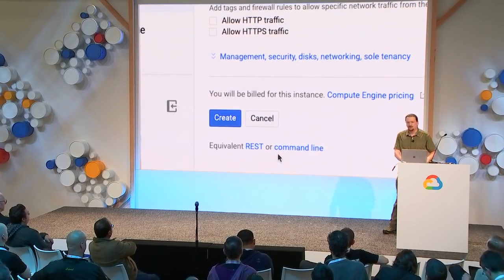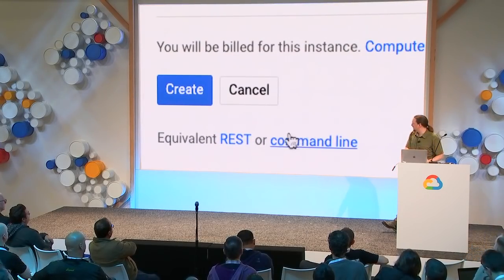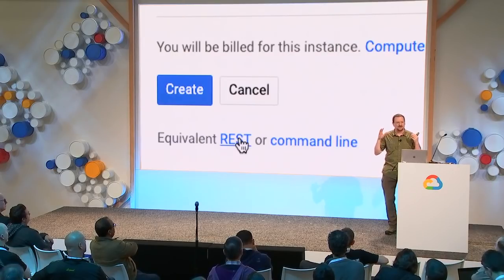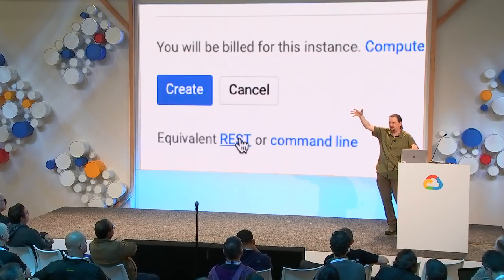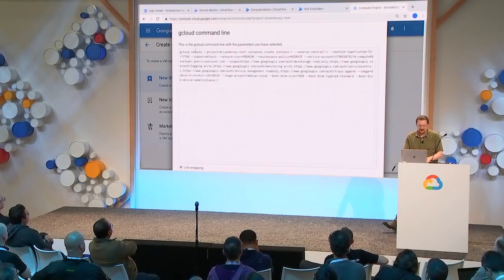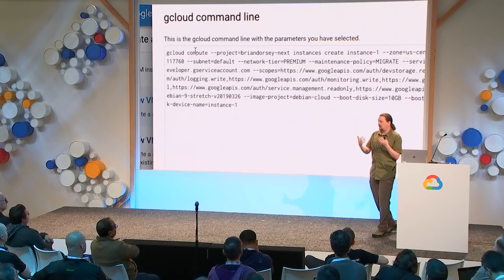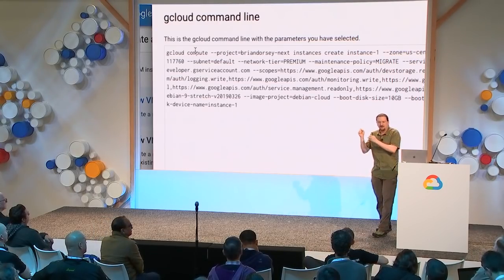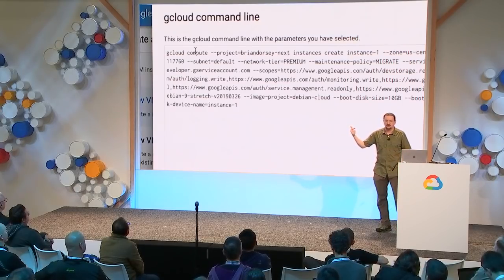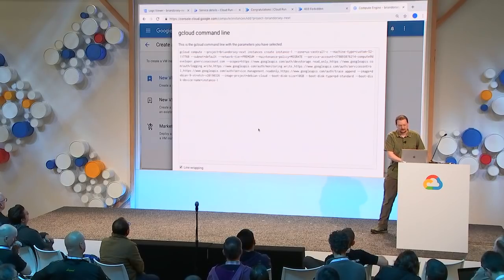and this is true for a lot of the UI, there's this little thing that says, oh, what's the equivalent REST or command line? And this will give you the actual JSON that the web app is going to send to the API to do what you do when you click, or the gcloud command to do the same thing. So if you explore a flow that you like and you want to automate that, you can copy this out, put it in a script, put it on a scheduled task, and go. So it's a really powerful way to learn your way around.